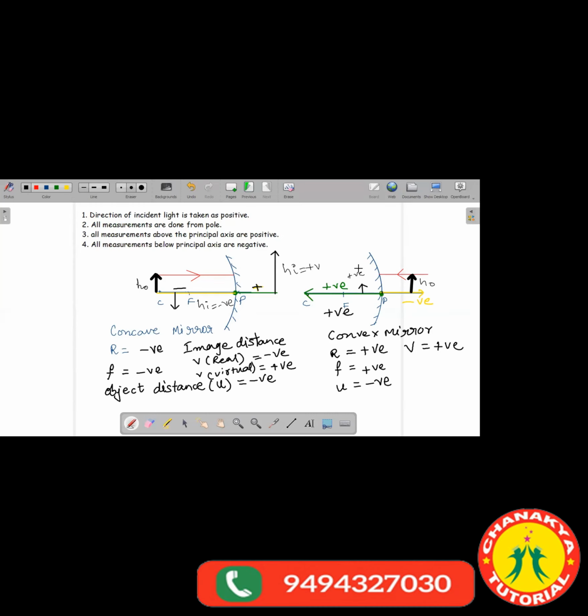Now we will do mirror formula and try to solve at least one question from there. So we have the mirror formula. The mirror formula is related as 1 by F equals 1 by V plus 1 by U.